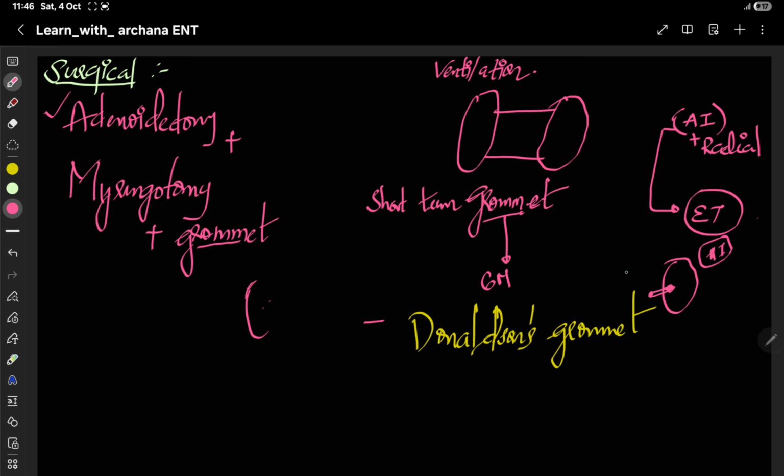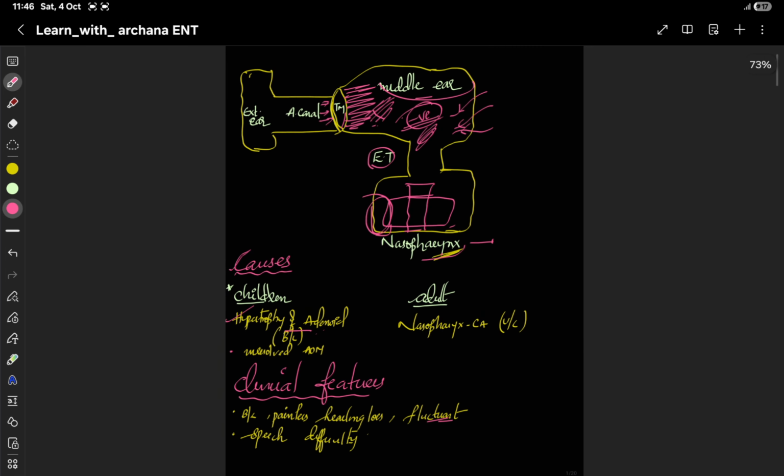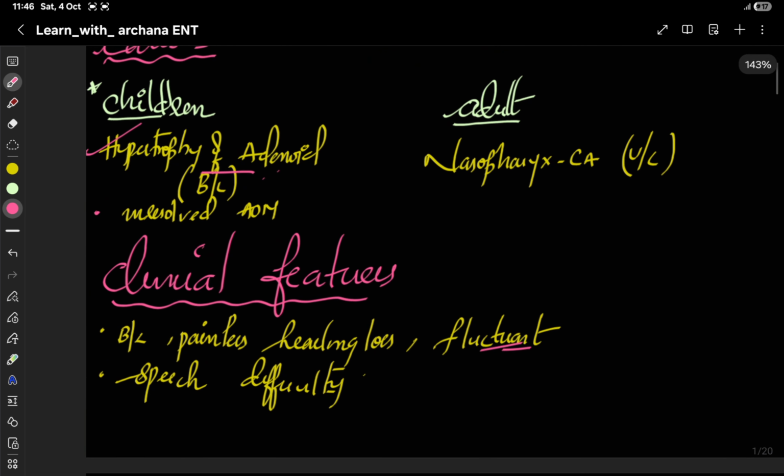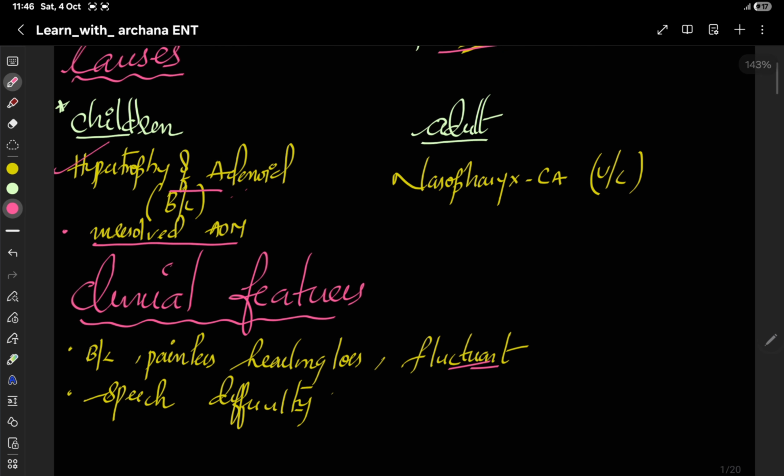So we put a short-term grommet, and the grommet is put for 6 months, and it is usually used when there is unresolved acute otitis media. Unresolved acute otitis media can also lead to serous otitis media. Thank you.